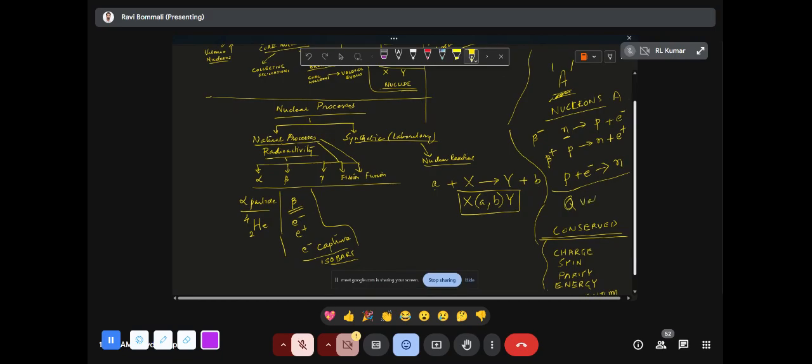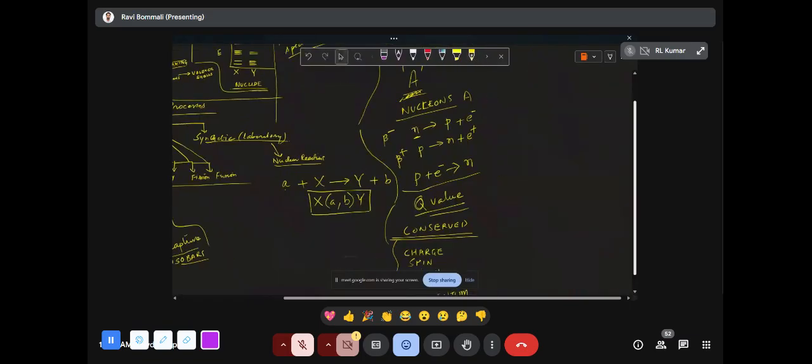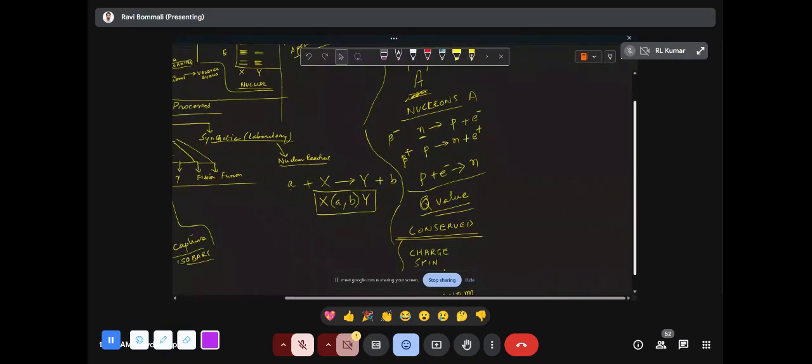Q value of reactions. All nuclear reactions have a certain Q value. So what is meant by Q value? This is also a general thing that we'll have to keep in mind, a very easy thing, not a very tough thing. Q value is nothing but, as I said, you have the reactants A plus X, giving you Y plus B.